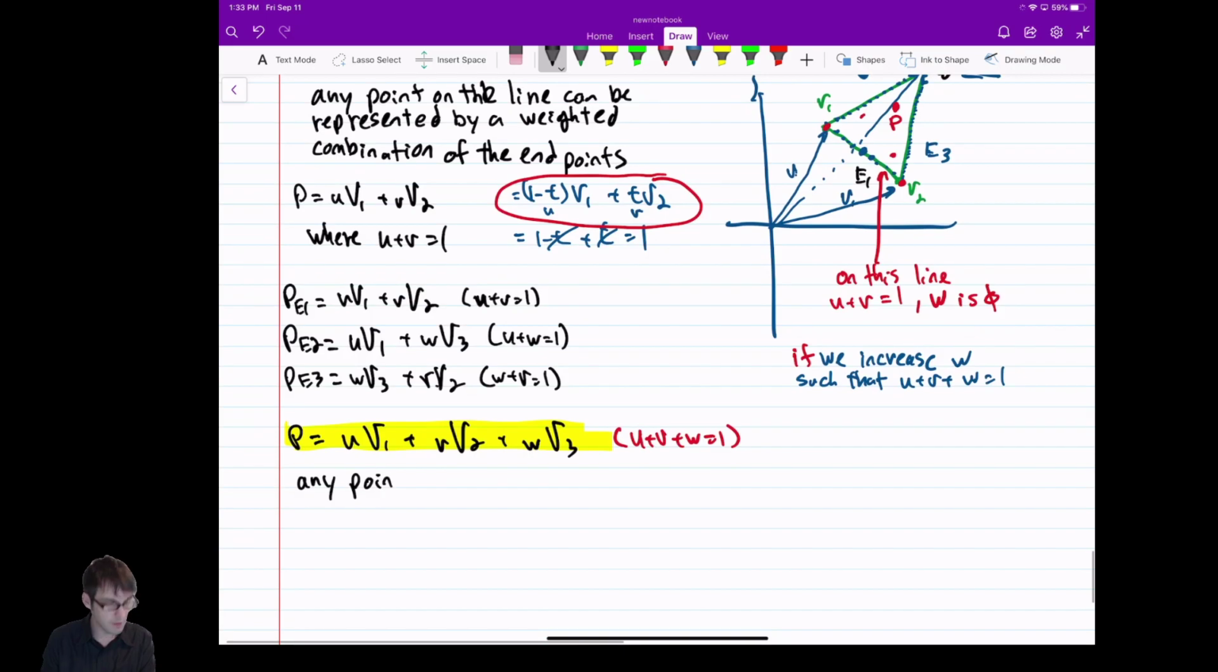Any point in a triangle can be specified in these coordinates.